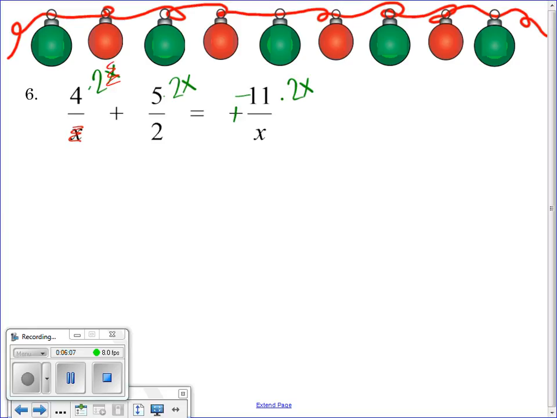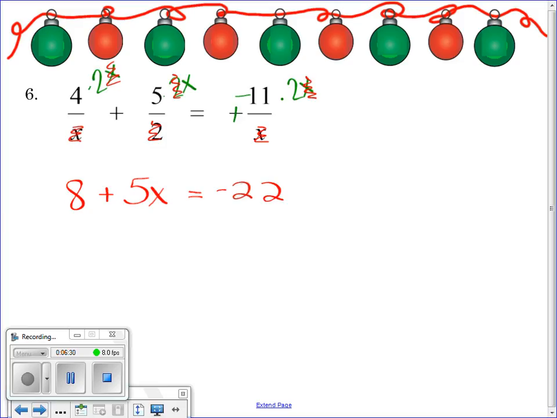Okay, so on this one, I'm going to cancel out the x. And what do we have? 8. We have 4 times 2. Plus, what came? Good. I'm going to cancel these 2's. So I have 5x. And on this one, cancel the x. Negative 22.